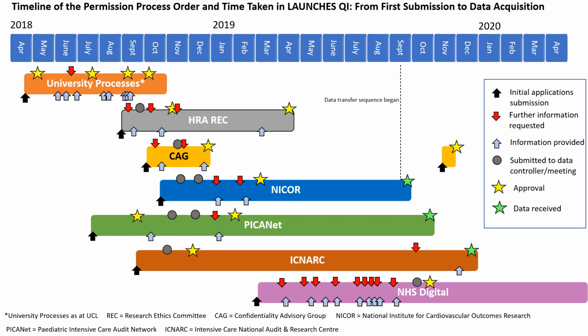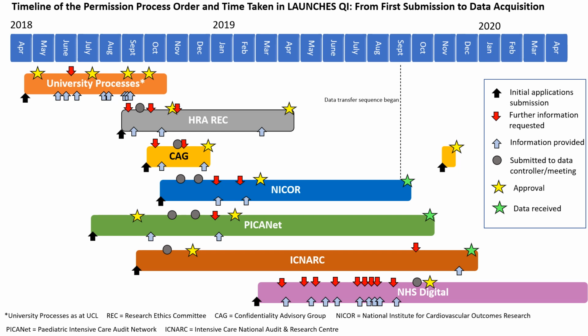This timeline shows the entire process from initial submission of each application, shown by the black arrows, to when we received approval, the yellow stars, and eventually received the data, green stars. Throughout the process, we had requests for further information or alteration of documents, the red arrows, our responses to which are shown by the blue arrows. For university process, this was mainly for separate approvals. Where each data processor had to transfer to a data controller or where there was a meeting to review the application, it is shown by a grey circle.